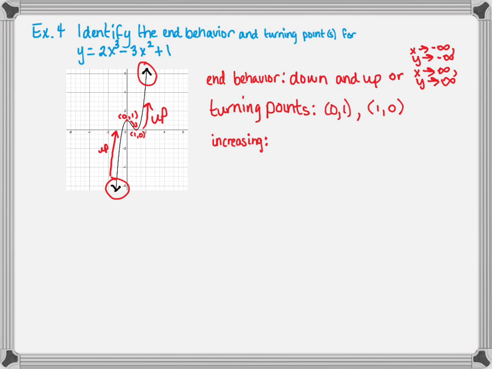It's increasing. Now we have two intervals where this function's increasing. Remember, we're looking for the x values. So the first interval is from -infinity up to 0. So it's going from -infinity up to 0, which is the x value of that first turning point on the left. And then it's also increasing from 1 to infinity.